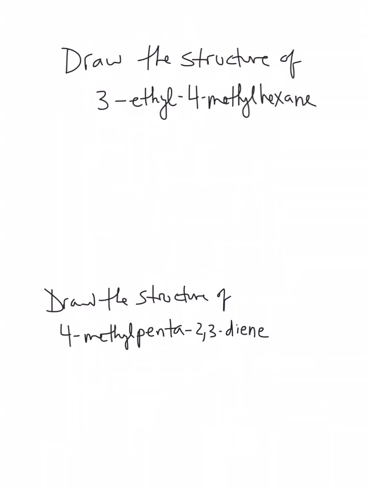Here's one more we can do too. We can draw this one. So let's draw the structure of 3-ethyl 4-methyl hexane. Go in the other direction. All right, start with the hexane. 6 carbons. No double bonds, all single bonds, because it's an ane, it's an alkane. And then we just number from left to right, because that's the way we read.